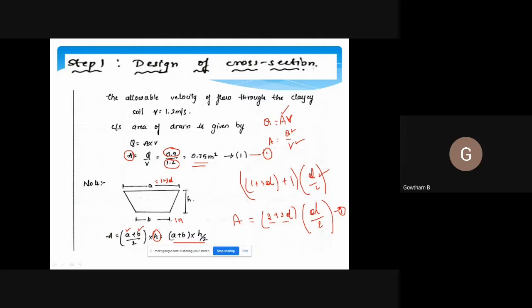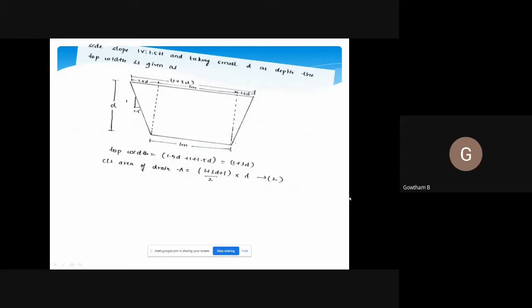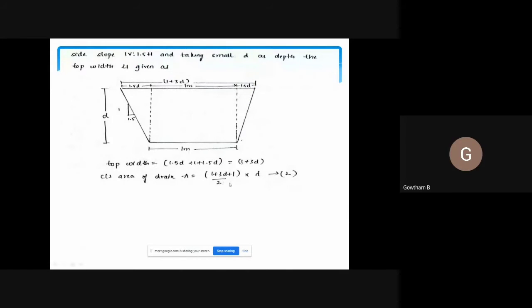Now my question is, here you find the area and here also you find the area. Since both expressions indicate the area of the trapezoidal section itself, I'm going to equate equation number 1 and equation number 2. Let us see how it will come. Equating 1 and 2, what are you going to get? Equation 1 area is 0.75. Equation 2 we got the expression (2 plus 3D) into D divided by 2.